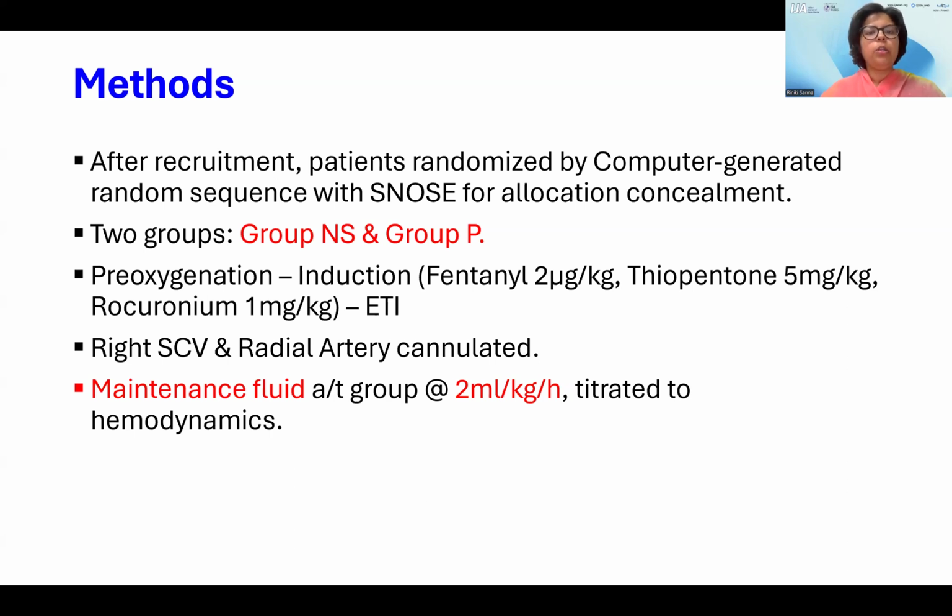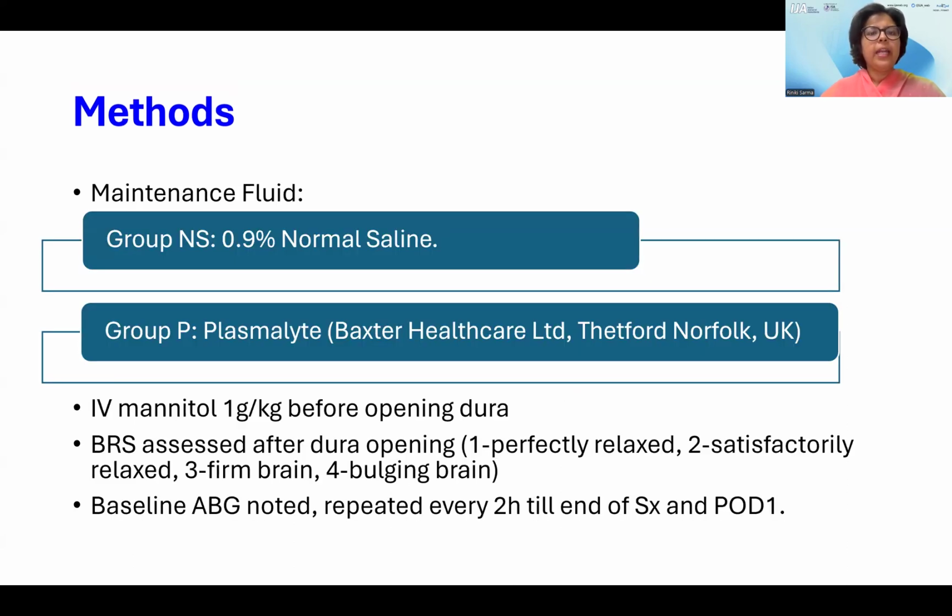Maintenance fluid, according to the group allocated, was started at 2 ml per kg per hour, titrated to hemodynamics. So the NS group received 0.9% normal saline and group P received Plasmalyte as maintenance fluid. IV mannitol 1 gram per kg was given before opening of the dura mater. The brain relaxation scores were assessed by the surgeon operating after they opened the dura from a score of 1, which was perfectly relaxed, to 4, that is a bulging brain.